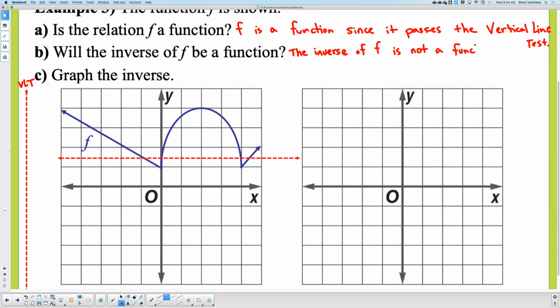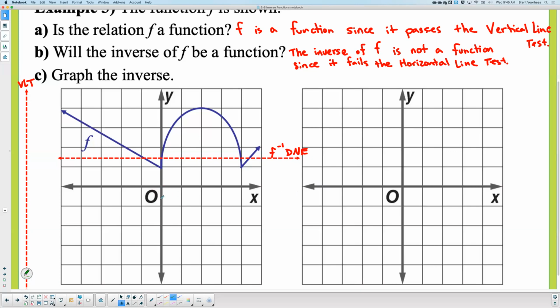So what does that mean? Since it fails the, what test did we just do? All right, good. What that means is I wouldn't use the notation f-1. I would just say the inverse relation, but I would not say f-1 because it's not a function. Okay, so f-1 does not exist, DNE, does not exist. But I can still graph the inverse relation.